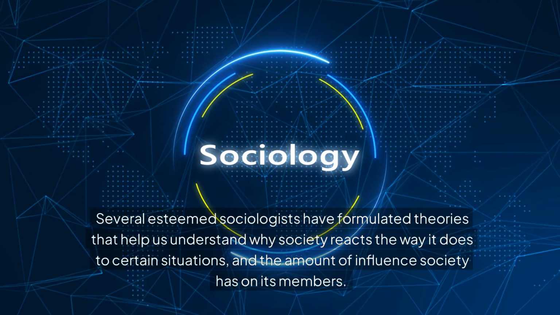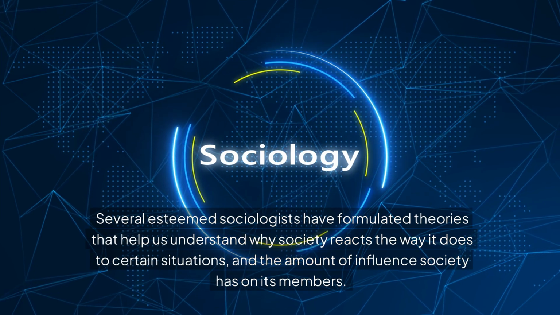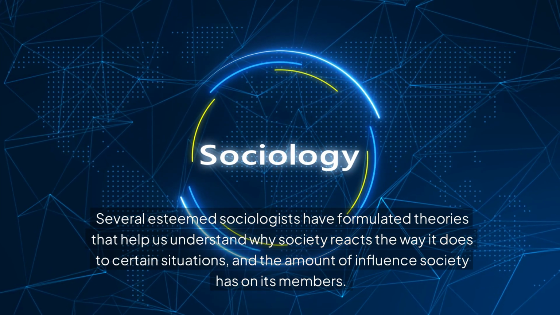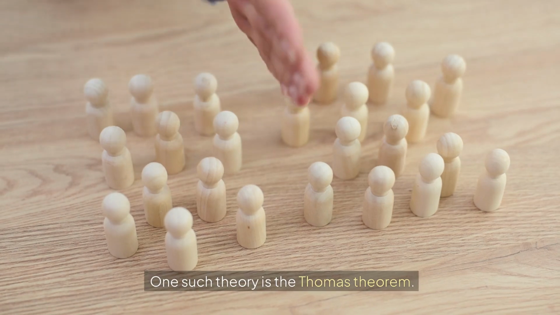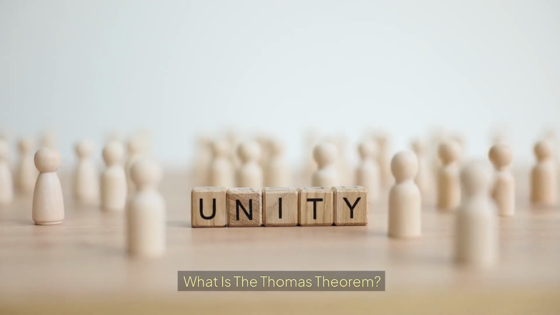Several esteemed sociologists have formulated theories that help us understand why society reacts the way it does to certain situations, and the amount of influence society has on its members. One such theory is the Thomas Theorem. What is the Thomas Theorem?